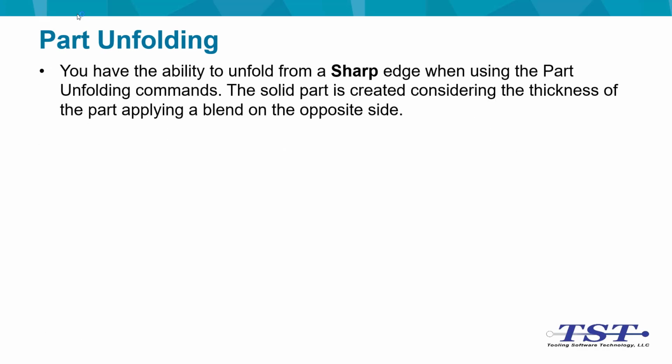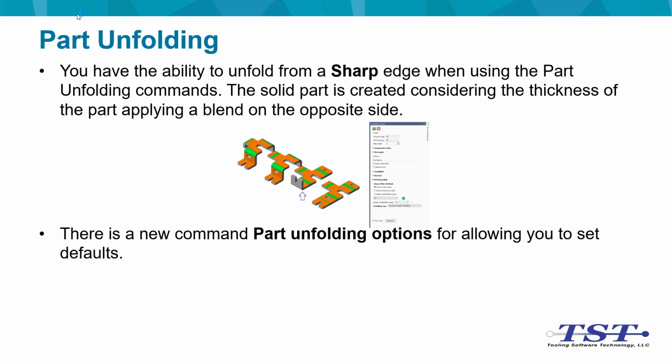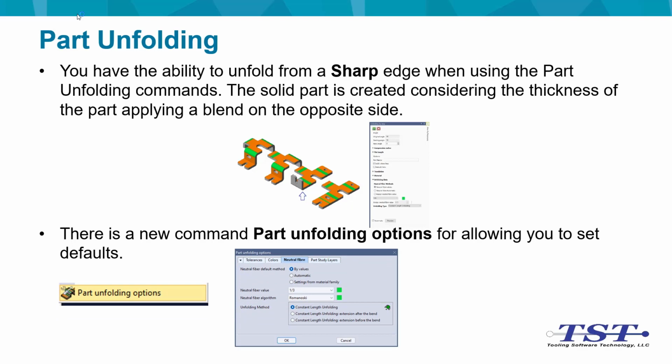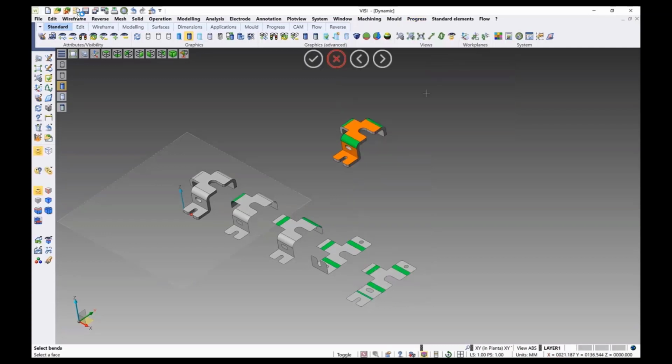And we'll go into some of the new features within Progress. The main features here are within part unfolding. You have the ability to unfold a sharp edge within part unfolding. The solid part does not have to have a blend in it to be able to do your part unfold. The new command for part unfolding allows you to set your defaults as well. So there's a new option called part unfolding options, and you can set defaults for your thicknesses, for your fiber algorithm, etc.